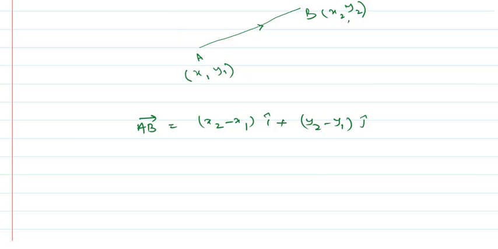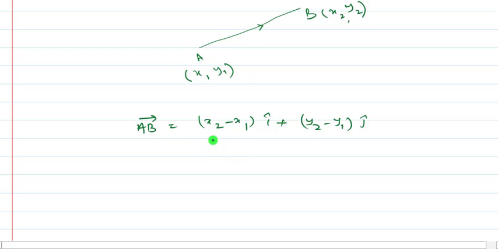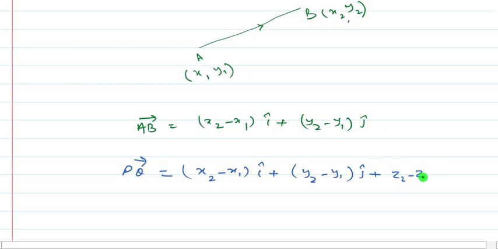This was all about the 2 axes, that is the x-axis and y-axis. If we want to calculate the components of a vector along the x-axis, y-axis and z-axis, let me take vector PQ in 3 dimensions. Then it will be x2 minus x1 I cap plus y2 minus y1 j cap, and we include the third coordinate also, z2 minus z1 k cap, where k cap is the unit vector along the z-axis.